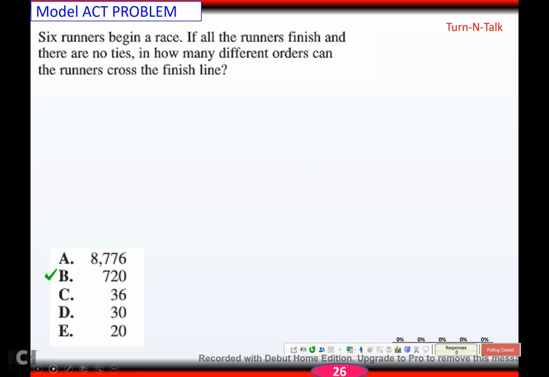And hopefully you got 720. Alright, 6 runners begin a race. If all the runners finish and there are no ties, in how many different orders can the runners cross the finish line? This has to do with when we were talking about counting techniques.